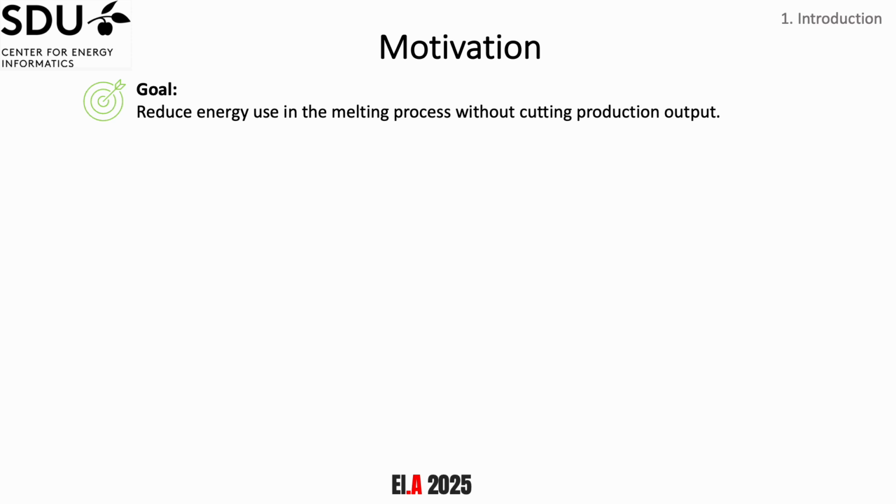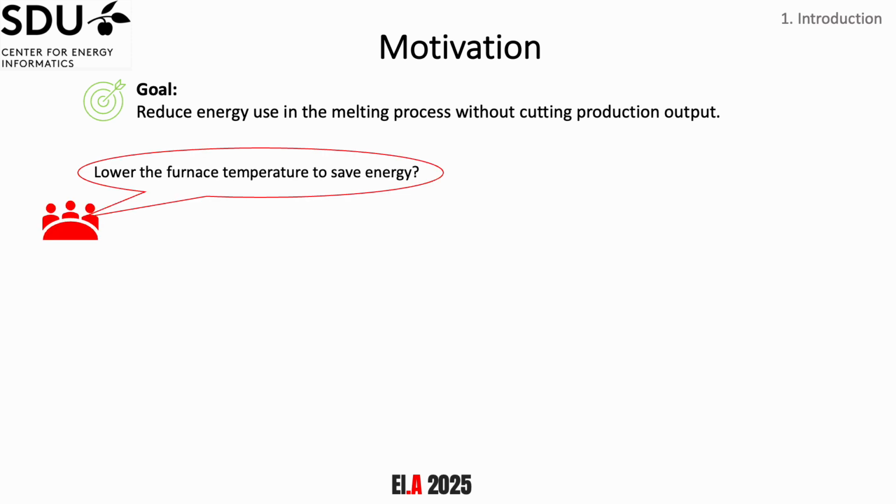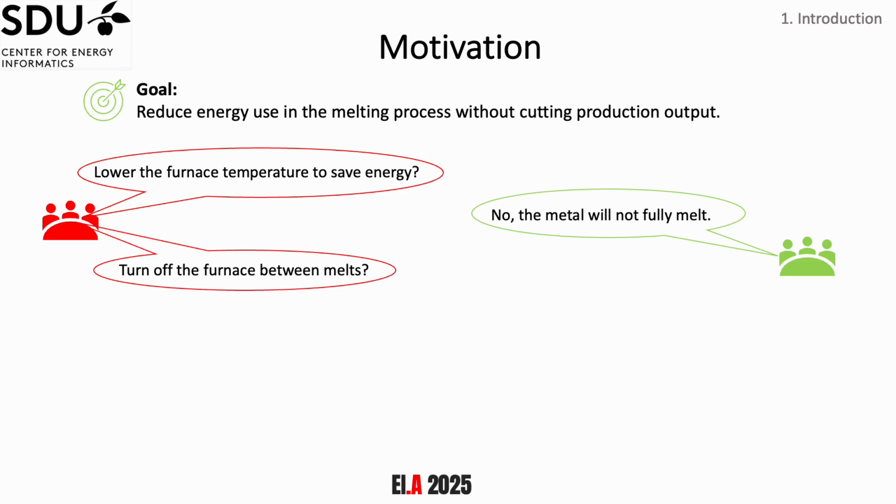So our goal becomes clear. We need to reduce the energy use in the melting process without cutting production output. But how can we achieve our goal? Can we lower the furnace temperature to save energy? The answer is no, because the metal will not fully melt if the temperature is not enough.